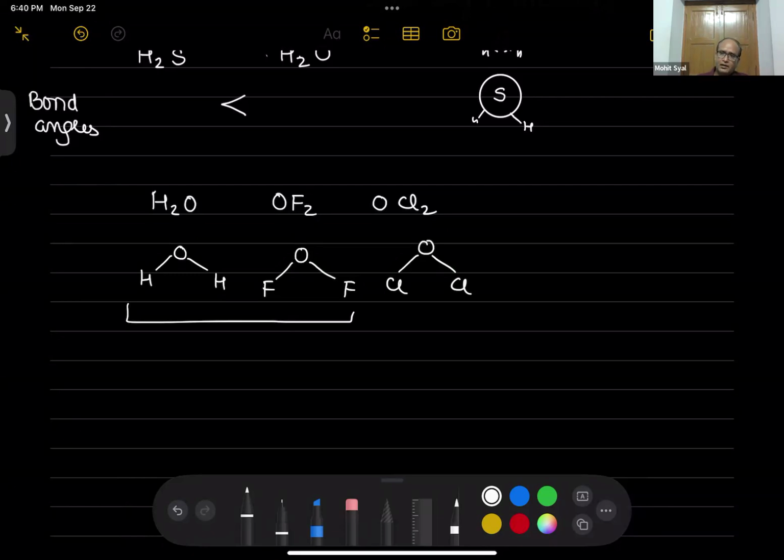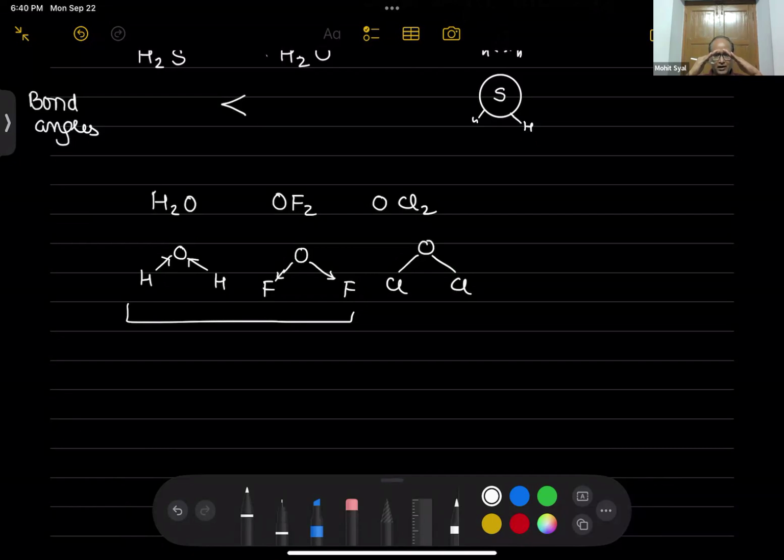Where will the bond angle be more? The central atom is the same, and the electronegativity of the groups is changing. F is more electronegative. In this case, oxygen is more electronegative than hydrogen. Look, I put the arrows to show you where the electrons are getting pulled. So electrons are pulled towards the oxygen atom.